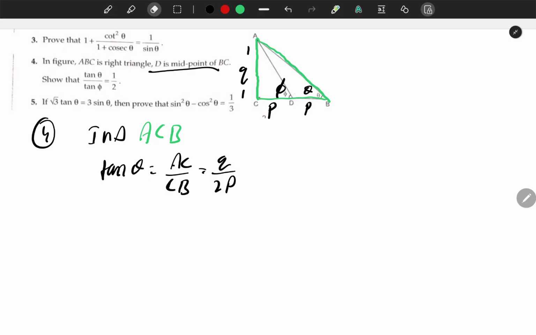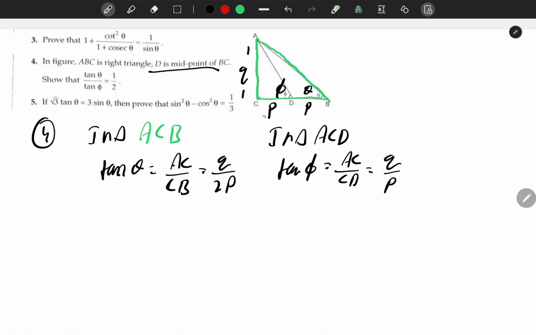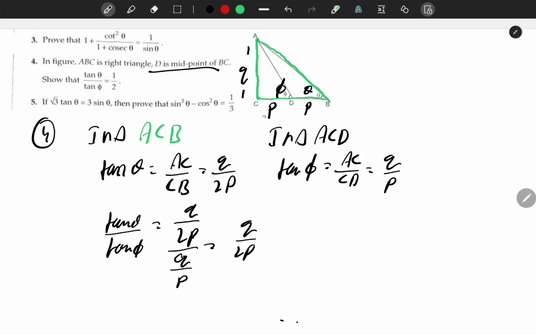Then in triangle ACD, tan phi is opposite by adjacent, that is AC by CD. AC is Q by P. So if you take the ratio of tan theta by tan phi, tan theta is Q by 2P by Q by P. Q by 2P into P by Q. Q gets cancelled, P gets cancelled. The answer is 1 by 2.